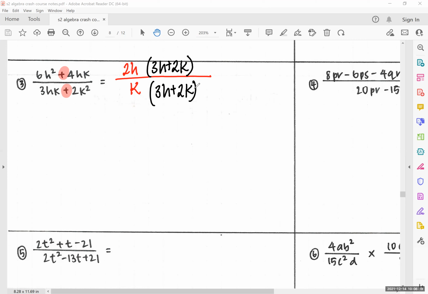Yeah, 2k. Okay. Now, guys, when I see this, I'm so happy. I'm like, Yahoo! You know why? This and this are the same. Cancel, excellent. And at the end of the day, I'm left with 2h over k. Very good.